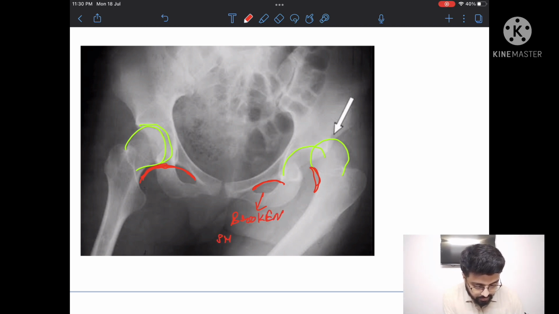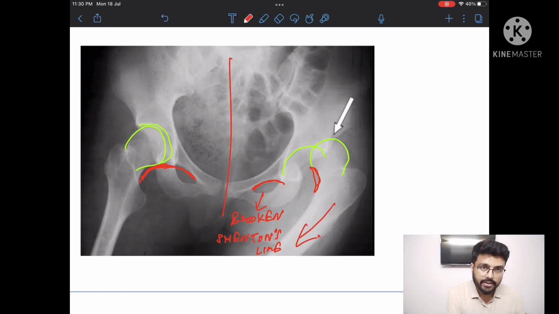Shenton's line. Okay, another thing which you will look for is that the shaft is pointing towards the midline, that is adducted. Okay, so this is adduction.